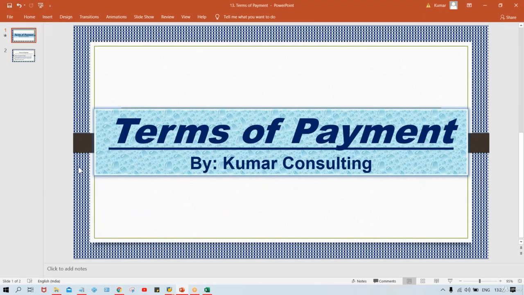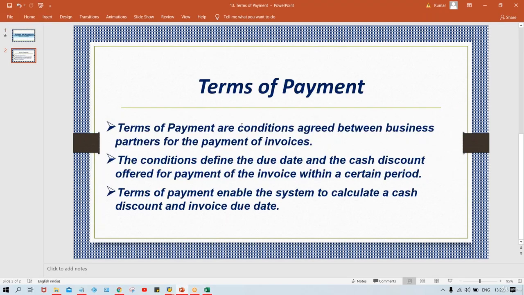Look here, guys. Terms of payment are the conditions agreed between the business partners for the payment of invoices. By business partner, I mean it could be a vendor or a customer. Both are business partners, guys. Let's suppose right now we are in accounts payable.